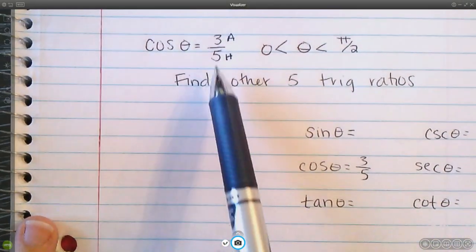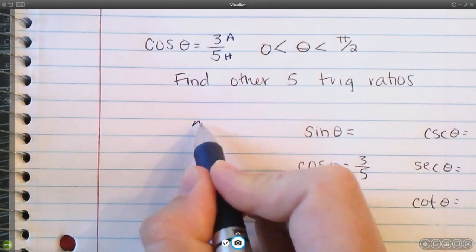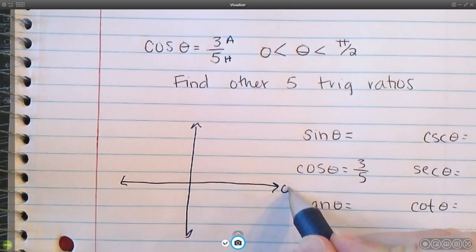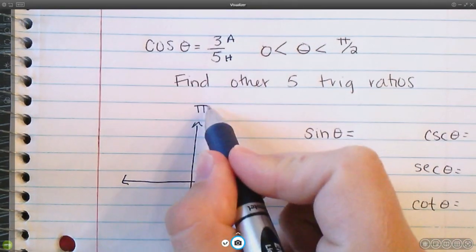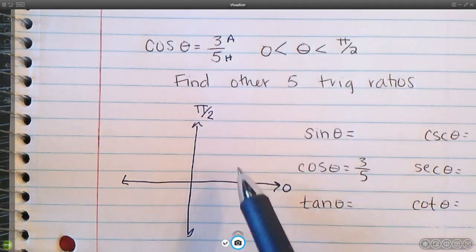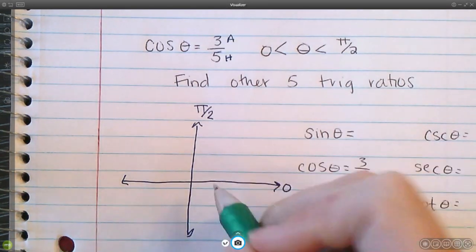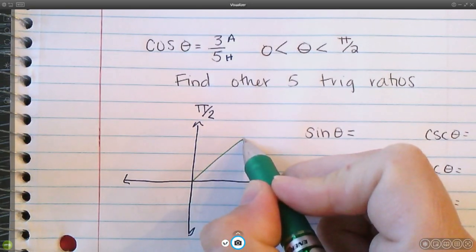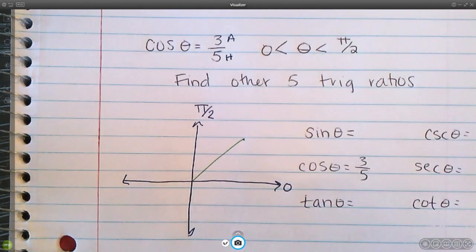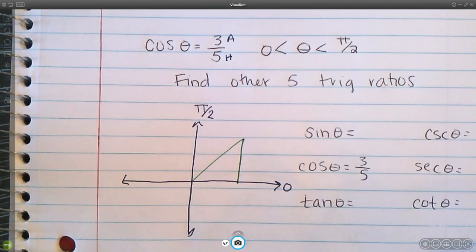So you're given this one ratio and it wants you to find the other 5. If you were to draw your x and y axis, here's 0, here's pi over 2. All this means is that we're looking in this quadrant. I'm just going to draw a generic line that goes out. When you make your right triangle, it always comes down to the x-axis.